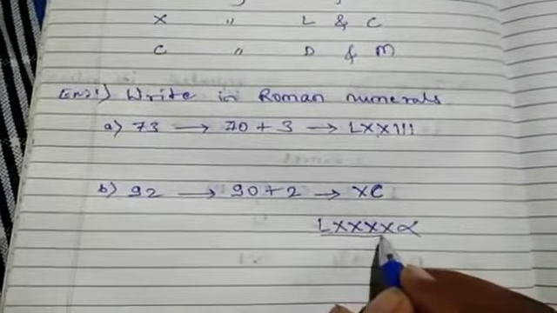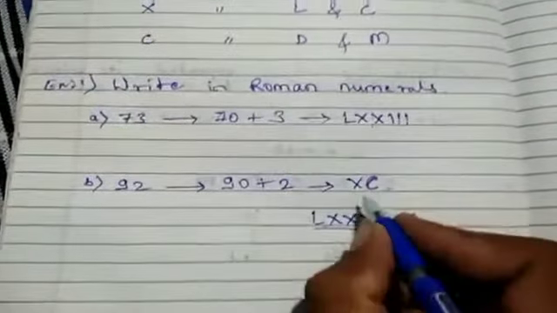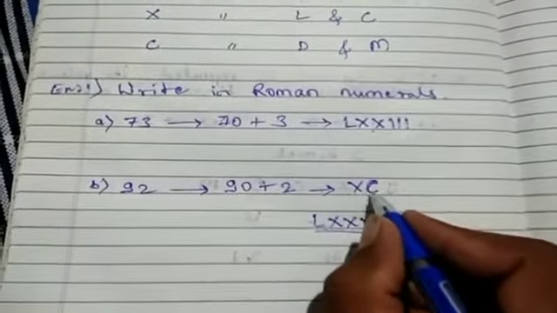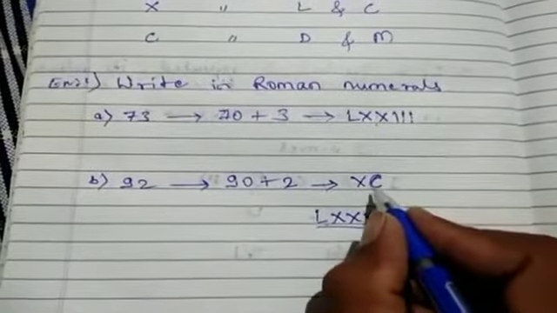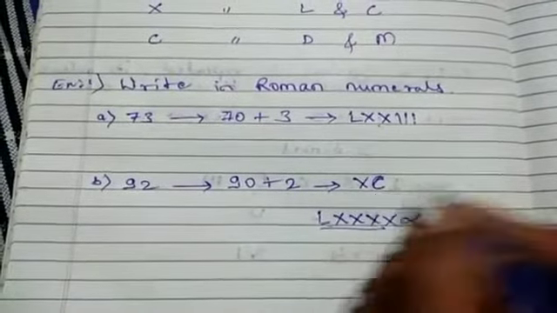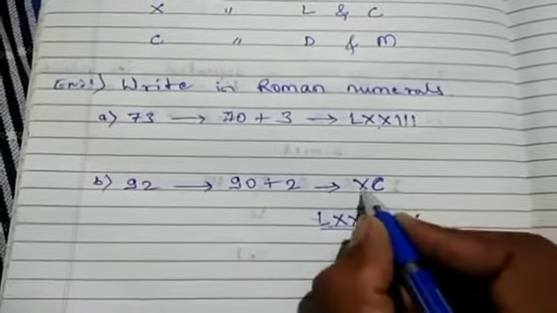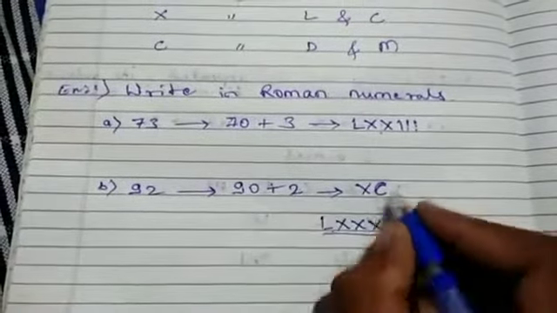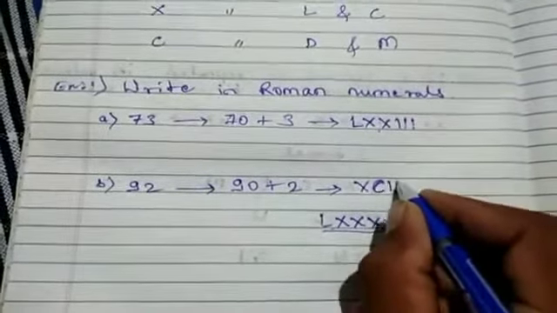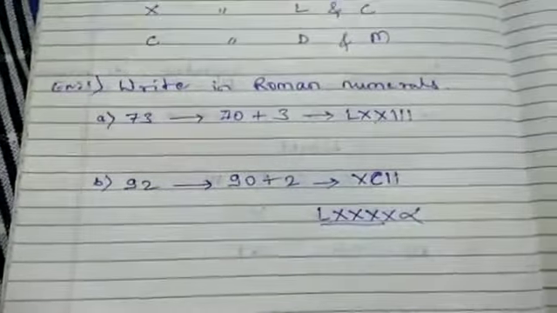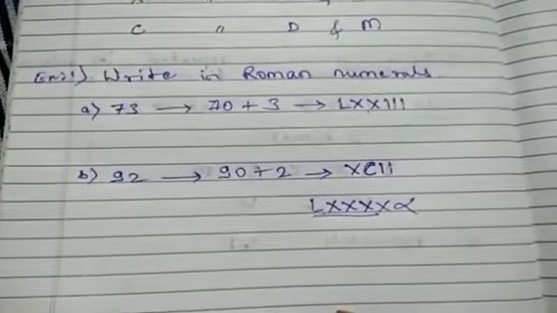But how to write 90? To write 90, we have discussed already that X can be subtracted from C and L. So therefore here 100 minus 10, that is 90, and plus 2, that is I and I. Okay, in this way we can solve this type of problems.